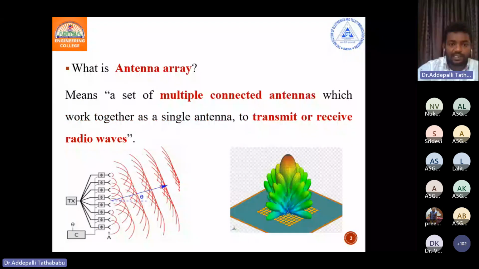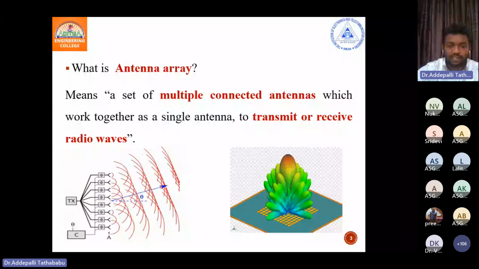Now, coming to what is an antenna array? Array means a group of elements connected side by side, that means a set of multiple connected antennas. Previously we saw a single antenna. An antenna is a radiating element; it radiates and receives electromagnetic waves. But here, an antenna array means the same antennas are connected side by side with some distance. That is called an array.